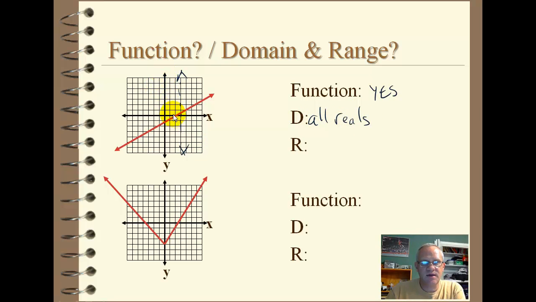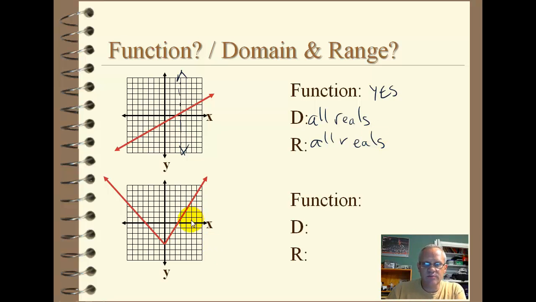And same thing up and down. Now when we think about the range, it's the y. So will this graph keep going up? Yes. Will it keep going down? Yes. So all reals. So again, everything will be in the domain and the range.